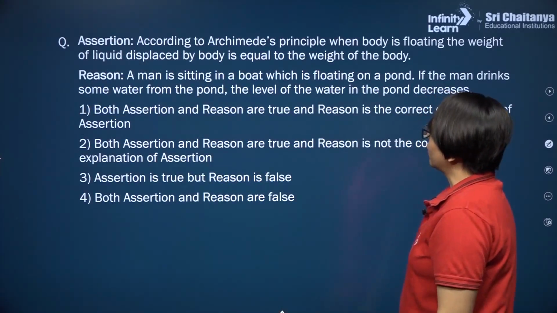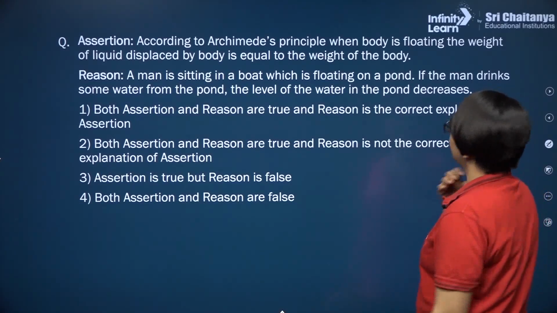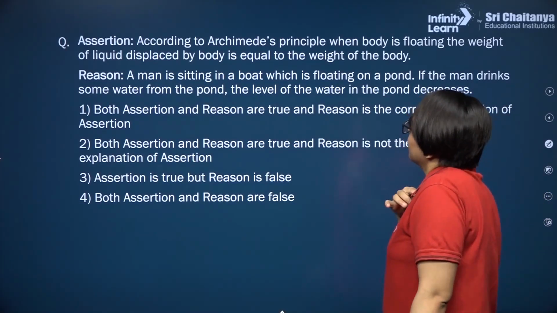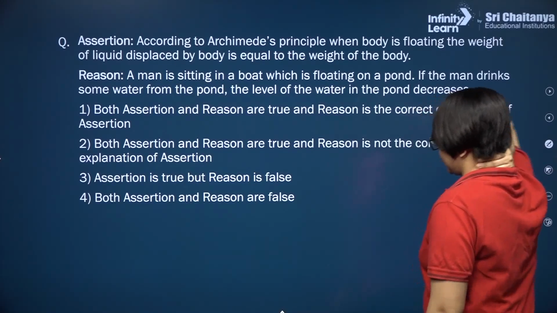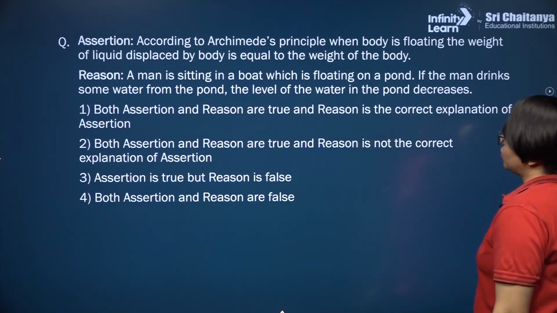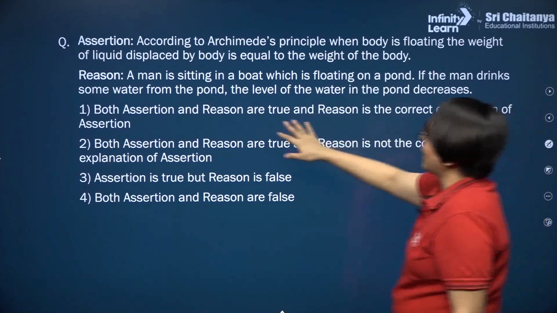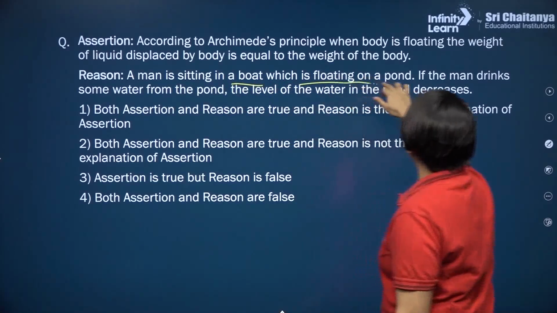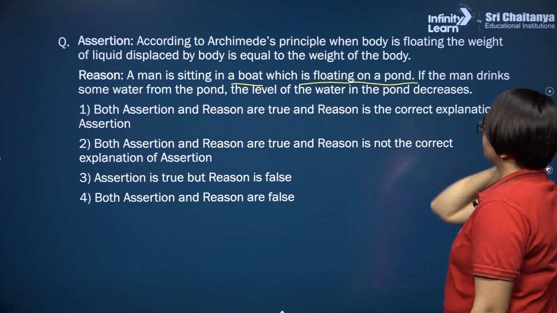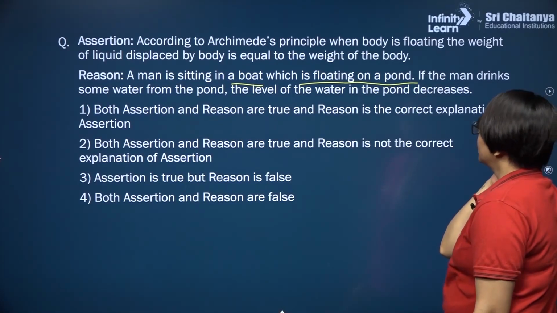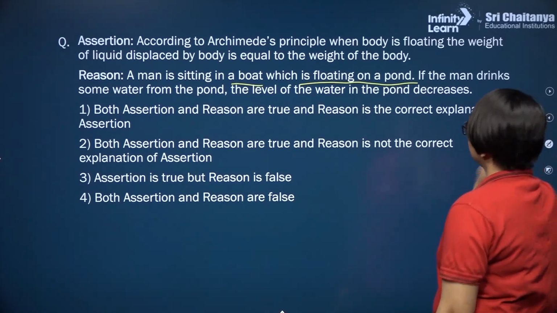Next is this one. According to Archimedes principle, when a body is floating, the weight of liquid displaced by the body is equal to the weight of the body. Okay, that is true. A man is sitting in a boat which is floating on a pond. If the man drinks some water from the pond, the level of the water in the pond decreases. No, this is not correct. The level of the water will not decrease, right.